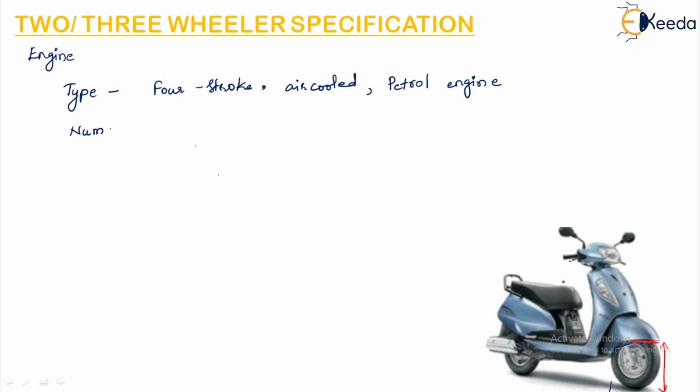Now engine type. So what type of engine are we using here? It is 4-stroke, which I have already told in the beginning. 4-stroke, air cooled petrol engine. Then number of cylinders. Number of cylinders, it is 1 in this case, that is Suzuki Axis 125.